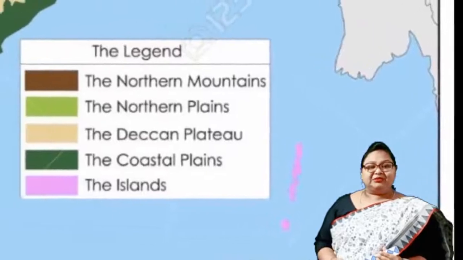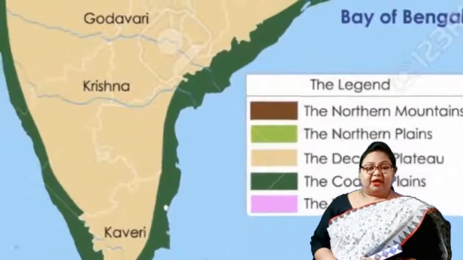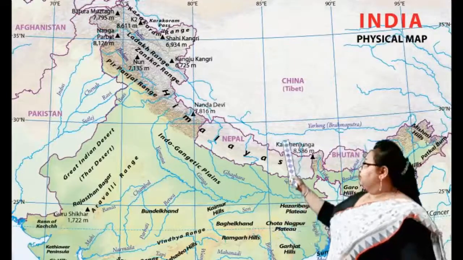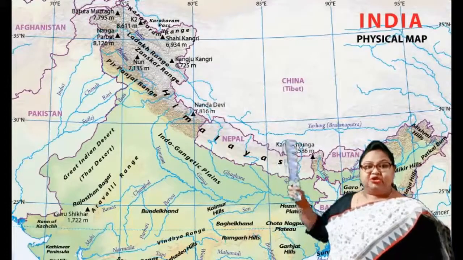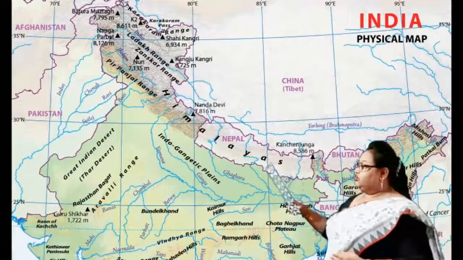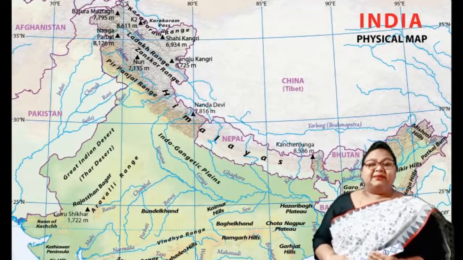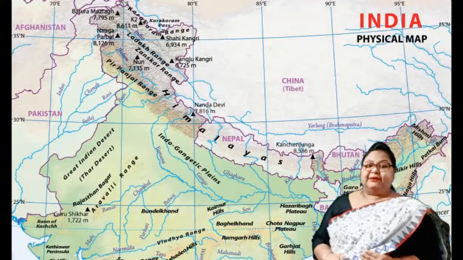Now we are going to study about the northern mountains. Now children, if you see the map again, there are several mountain ranges that are radiating out from the Pamir Knot. The Pamir Knot you must have recently learned in Asia. It is situated just above Jammu and Kashmir. And from Pamir Knot, the mountain ranges are radiating out in all the different directions.